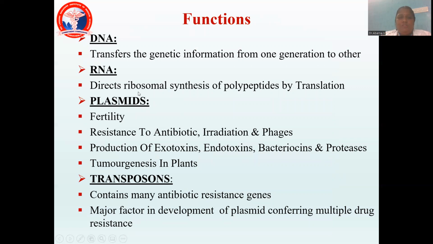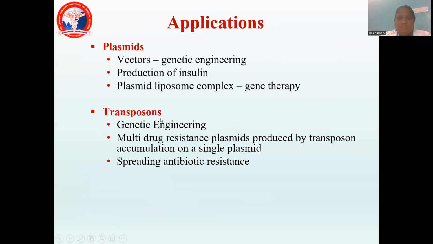So while coming to the functions, we know that DNA transfers the genetic information from one generation to another. RNA directs ribosomal synthesis of polypeptides by translation. And as we saw, plasmids code for fertility, resistance to antibiotics, radiation and phages, production of various exotoxins, endotoxins, bacteriocins and enzymes, and they cause tumorigenesis in plants. And coming to the transposons, they contain many antibiotic resistance genes. They are the major factor in the development of plasmids conferring multiple drug resistance.